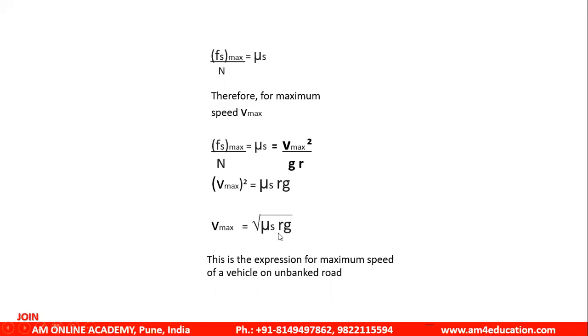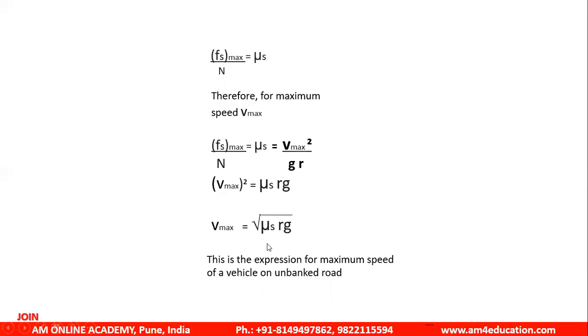R, if the space is available, R can be changed. But if the space is not available on that track, R has a limitation. Mu s is the coefficient of friction. So mu s can be increased by making the road rough. By making the surface of the road rough, mu s can be increased.